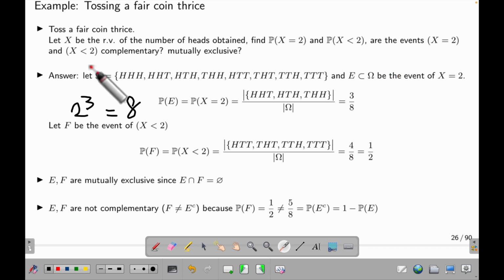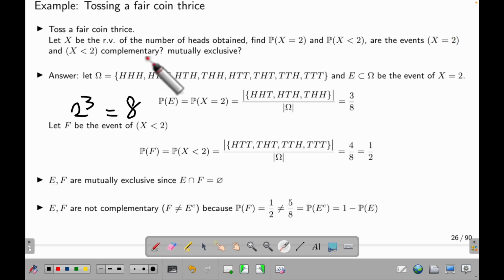The second part of the question is, are the events 2 heads and less than 2 heads mutually exclusive? Recall that in probability, 2 events are mutually exclusive if the sets have no intersection. So E and F are mutually exclusive since E intersection F is the empty set. If you intersect these 2 sets, there's nothing in common, so therefore it's the empty set. So they are mutually exclusive. Or in other words, if E occurs, F does not occur, and if F occurs, E does not occur.